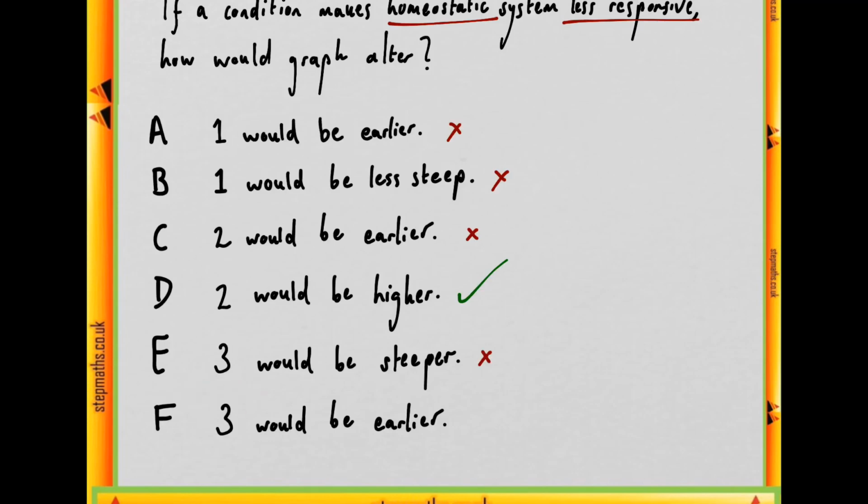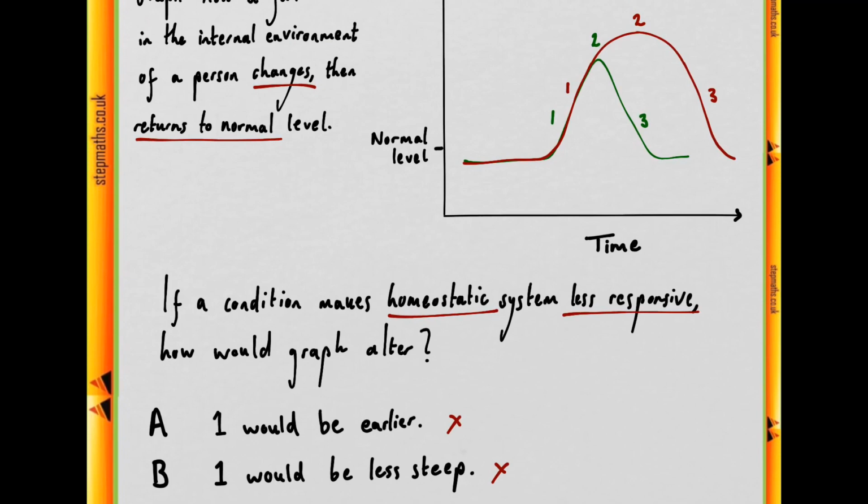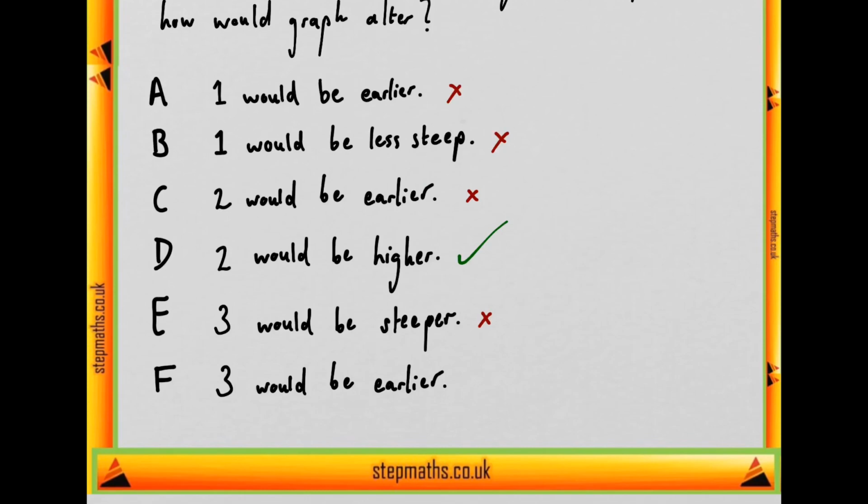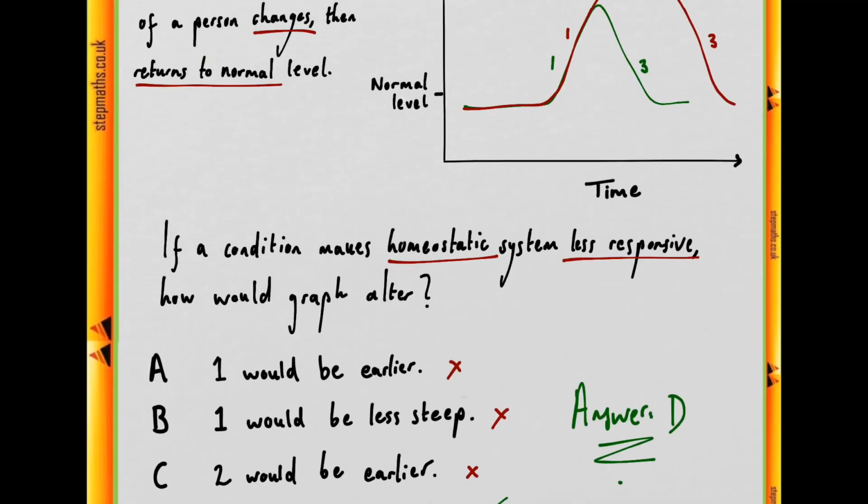Moving on to E, 3 would not be any steeper. There's no reason to believe that this less responsive homeostatic mechanism would be faster at returning to normal levels. And finally, F would not be earlier, 3 would not be earlier, it would be later. So we have our answer that option D is correct.